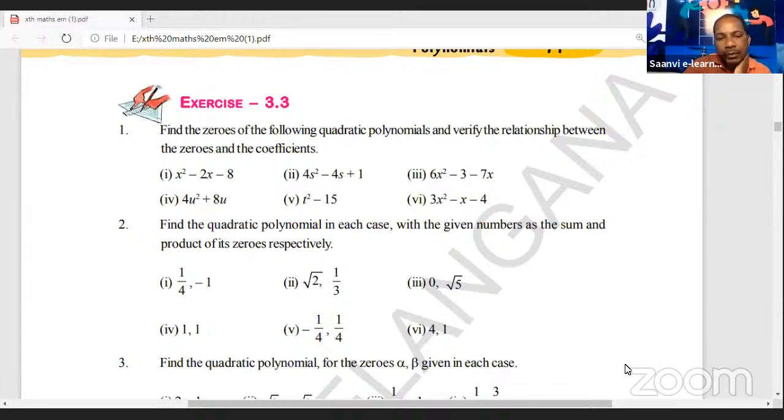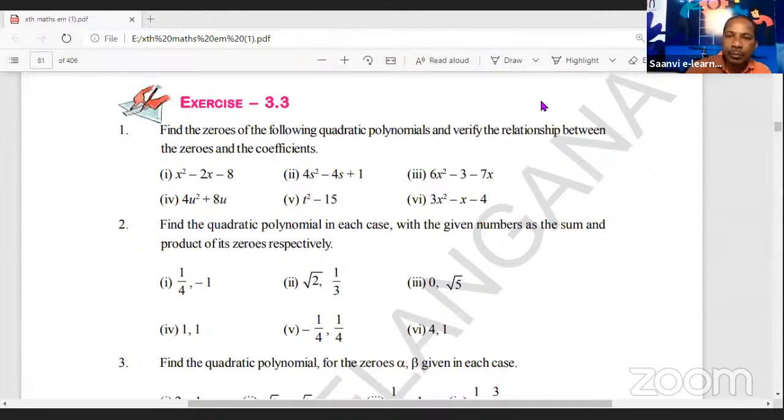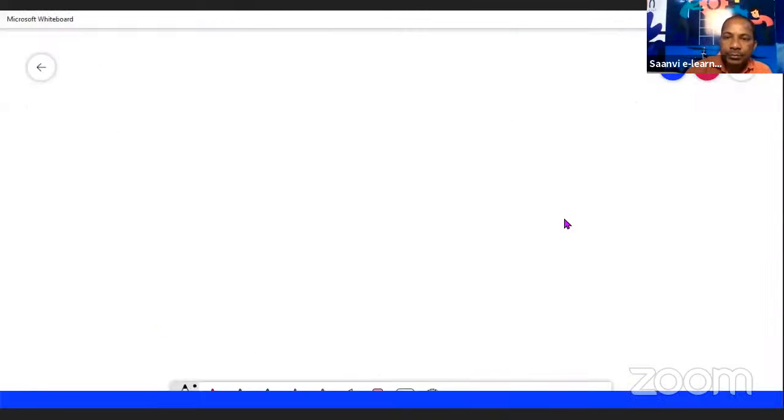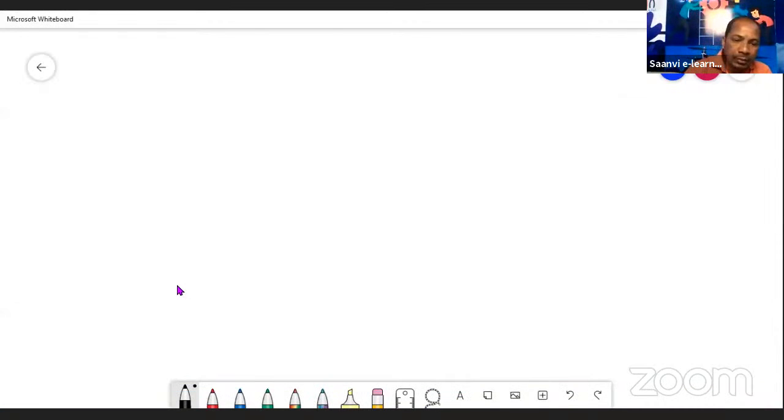This 1 by 4 is the sum of the zeros and this minus 1 is the product of the zeros. So by using this sum and product of the zeros, we have to find the quadratic polynomial. Now see how to find it. Listen carefully. This is a very important question, children. Every time it is asked as a 2 marks question, so all of you be careful.